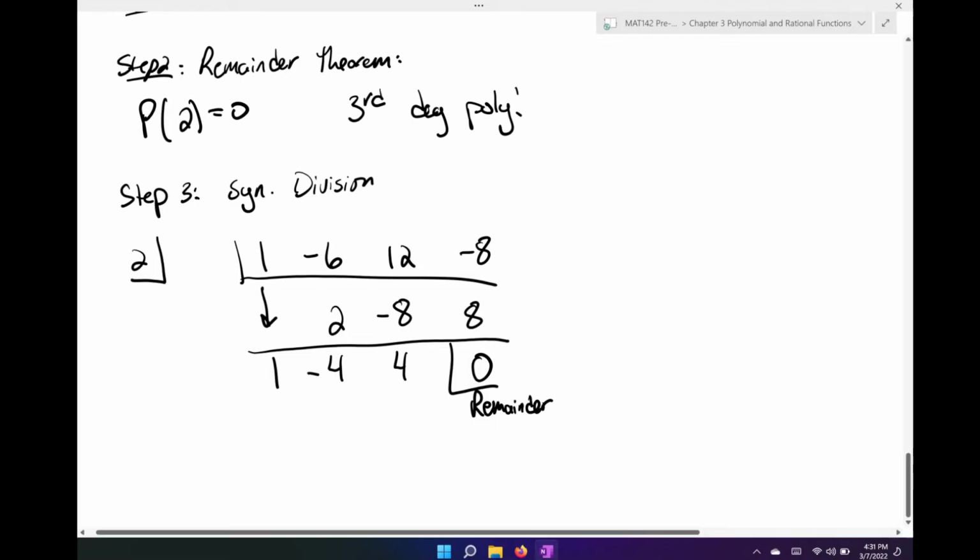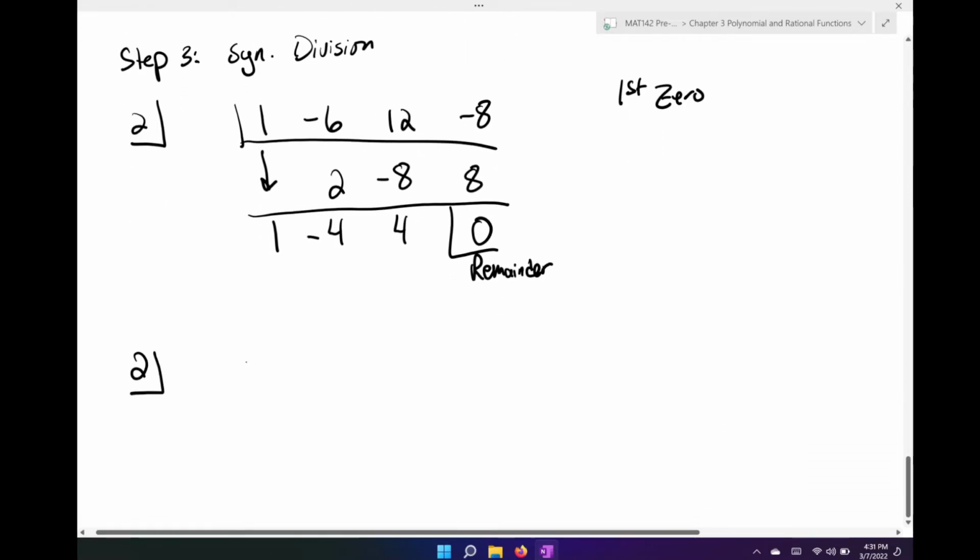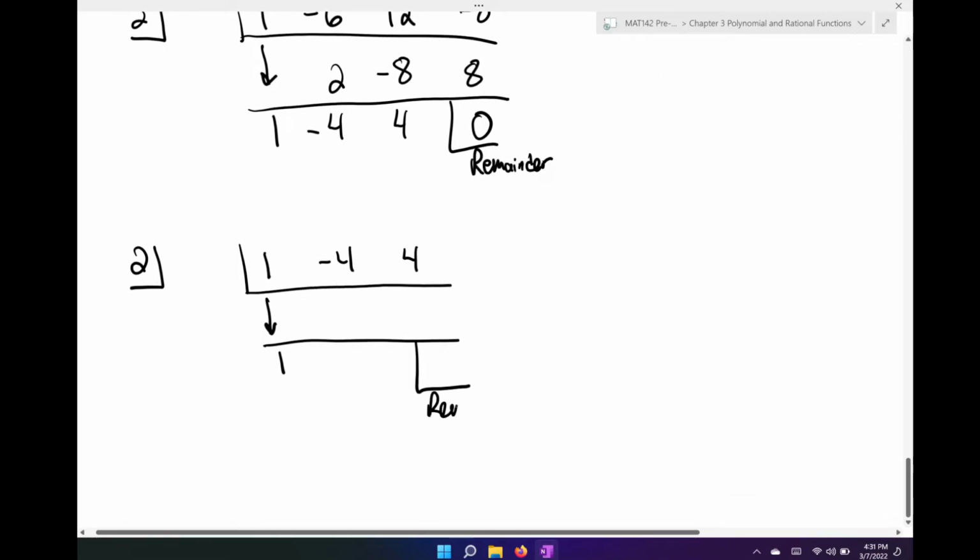So far, we found our first 0. Now, synthetic divide again with the number 2. So we're going to copy down 1, -4, 4. Drop down the 1. This is going to be a 0. Oh, sorry, I'm giving away the answer. This will be our remainder. So 2 times 1 is 2. -4 plus 2 is -2. 2 times -2 is -4. And 4 minus 4 is 0. So here's our second 0, which means so far it has a multiplicity of 2.